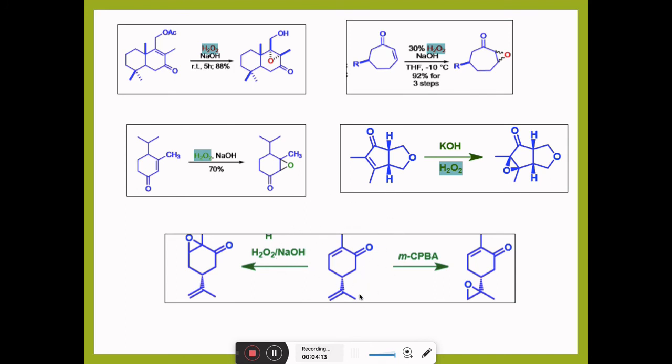Now we have already seen this. Suppose you have a molecule where you have an isolated double bond and an alpha beta unsaturated carbonyl compound, and two different reagents are used here. In one case it is hydrogen peroxide and NaOH, which will give you epoxidation at the alpha beta unsaturated carbon, and when it is treated with MCPBA, the epoxidation will be at the isolated C=C double bond.